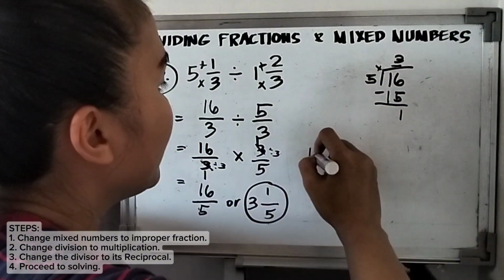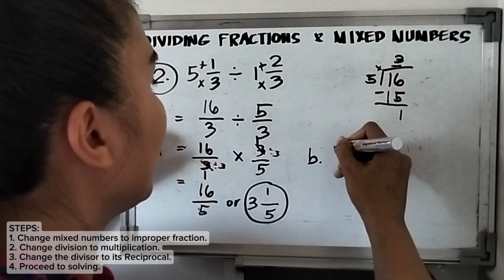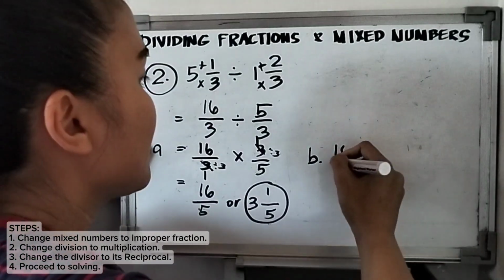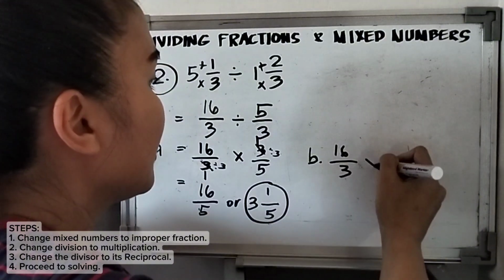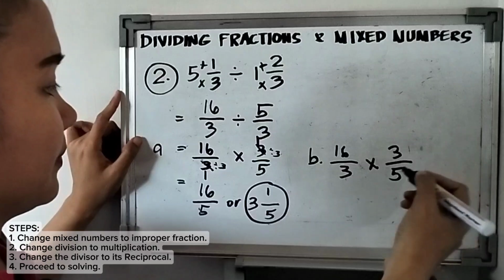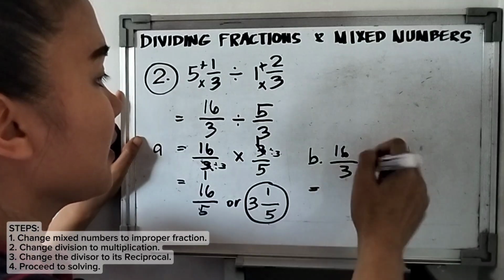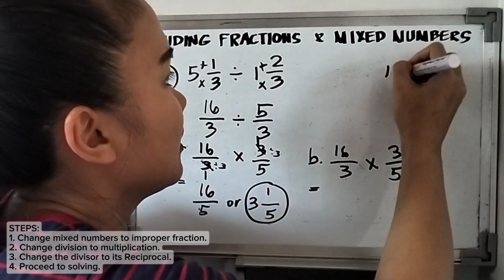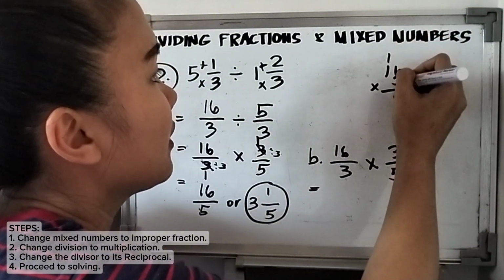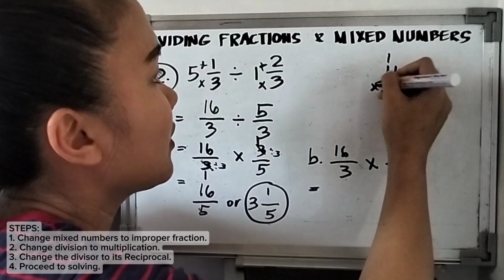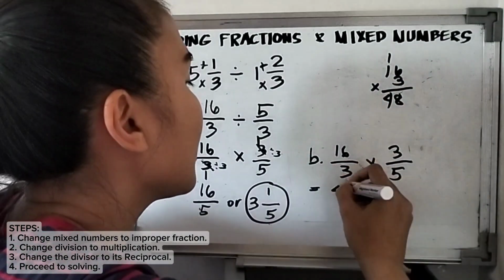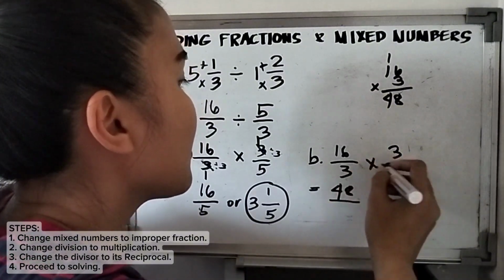Now let's try letter B. Let's copy this: 16 over 3 times 3 over 5. So that equals 16 times 3, how much? 3 times 6 equals 18, 3 times 1 is 3, plus 1 equals 4. So that's 48, over 3 times 5 equals 15.